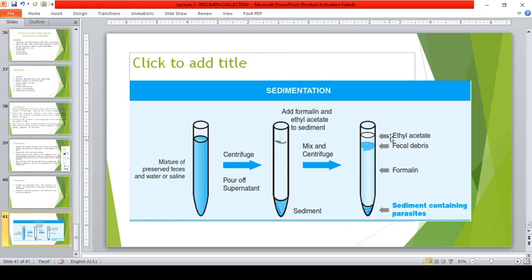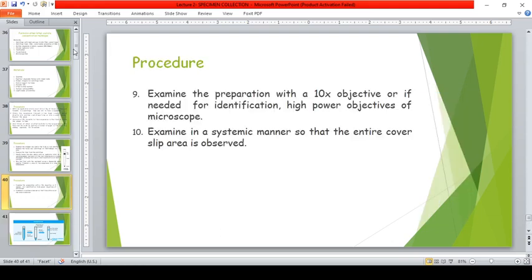Again, sa taas yung ether or ethyl acetate followed by fecal debris, followed by formalin, and lastly, the sediment containing the parasite. So that ends our discussion for this part.